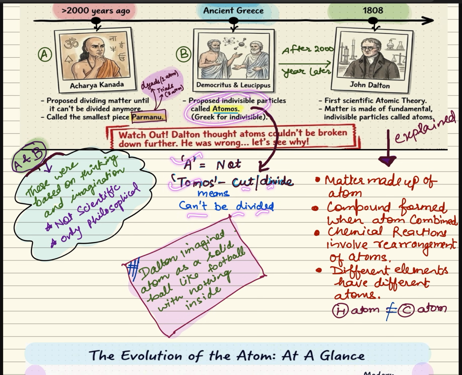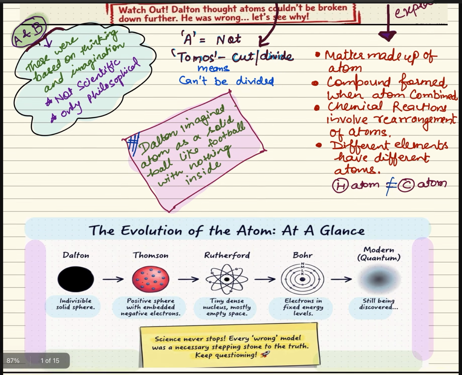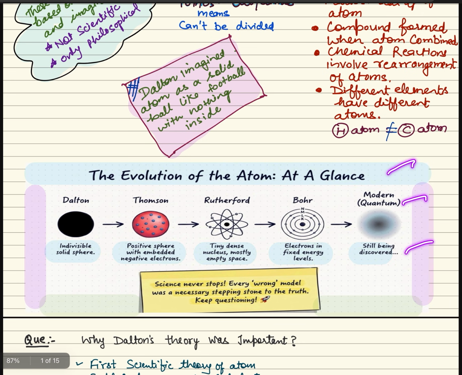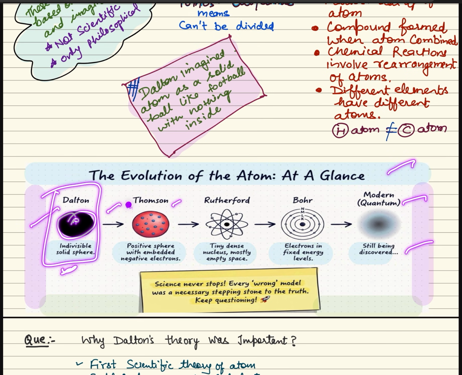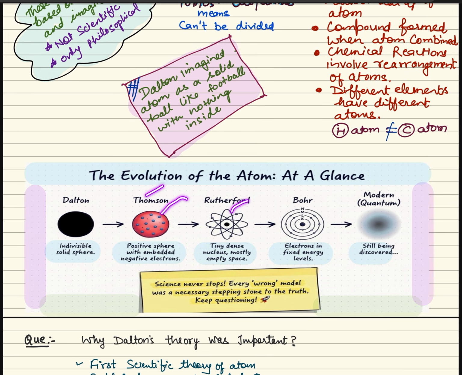According to Dalton, the atom is like a solid ball or football, but nothing inside. He named that thing atom. In this chapter we will study how the atom evolved. So Dalton called the atom an individual solid sphere with nothing inside. But further on, you will learn the atomic theories of other scientists as well.